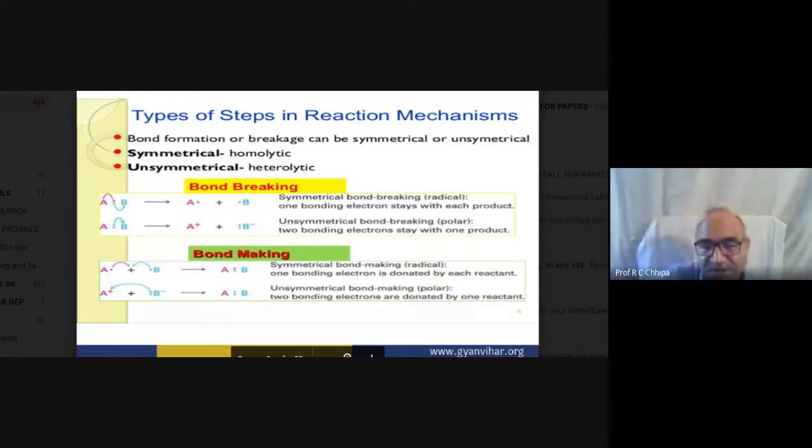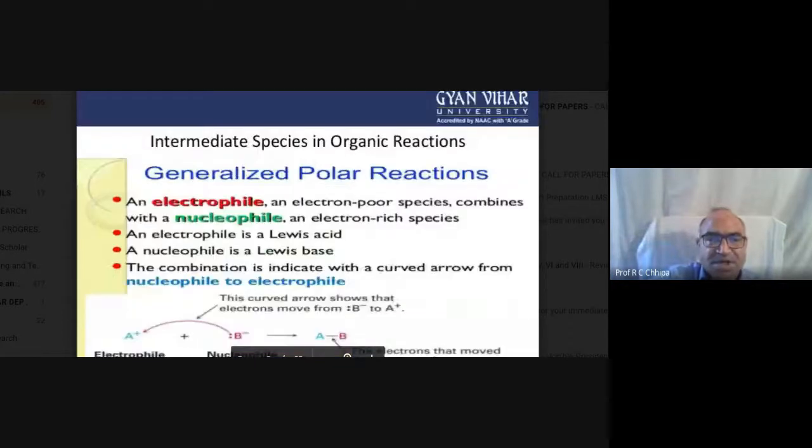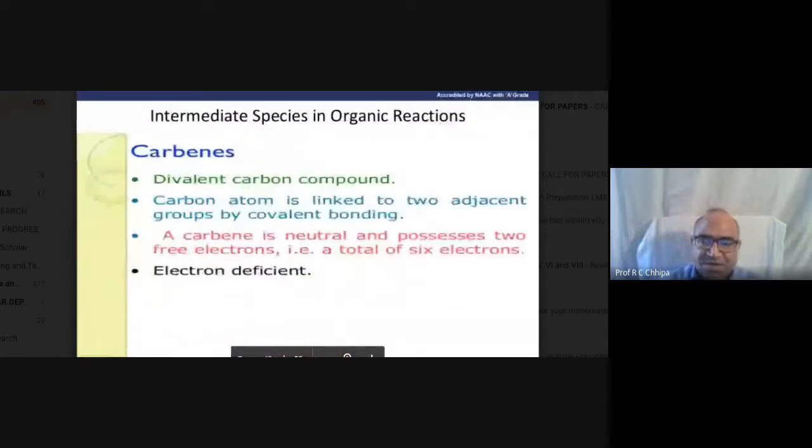But there are also others, and we have to see the carbene. This is also an intermediate species. You can say the octet rule in the case of the carbene is most different. It is an electron deficient species. Carbene, the divalent carbon compound. Divalent means the valency is two. So divalent organic compounds, and that can be explained.